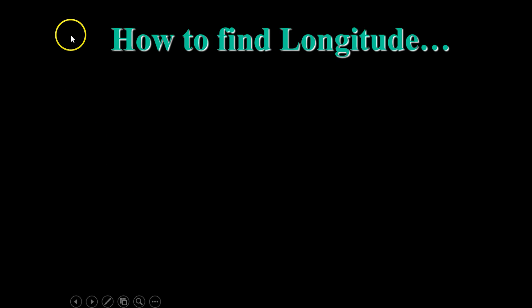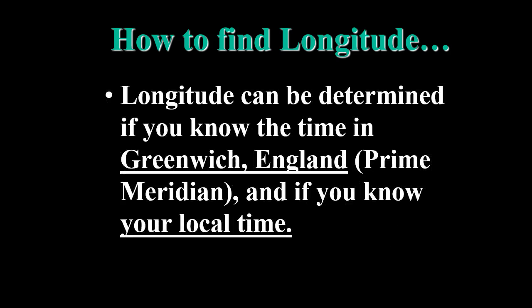So there is a method of how we can find our longitude using certain pieces of information. Our longitude can be determined if you know the time in Greenwich, England, which is where the prime meridian goes through, and if you know your local time of where you are on Earth. And here are some steps to finding our longitude. This is very important to take notes on.